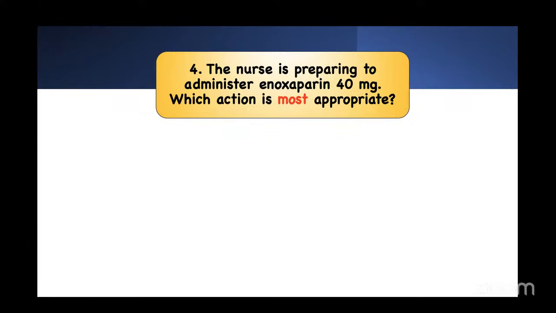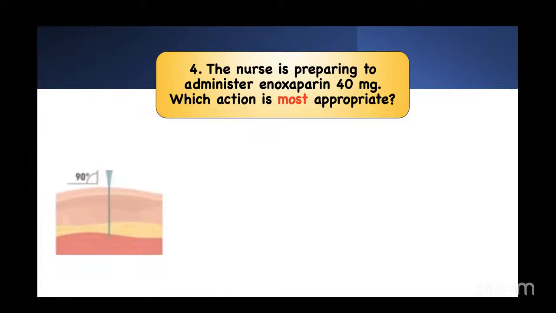Enoxaparin is a low molecular weight heparin. And low molecular weight heparin, how do you inject it? It's an anticoagulant. So what do you think? Where do you inject it? How do you inject it? What are the fundamental things you need to do? And how do you apply it? So this is the question.